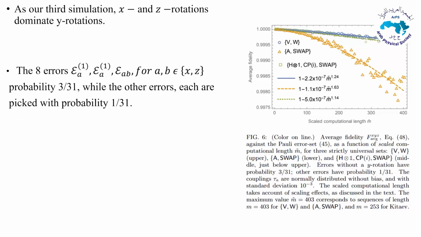Third one. Now we take the probability, the 3, but with different probabilities. We say, for example, for X and Z, we have probability 3 over 31, and for the others it's 1 over 31. That means we are a little bit biased toward X and Z. The system has more errors in the direction of X and Z. Remember, X means a flip of the qubit, and Z means phase.